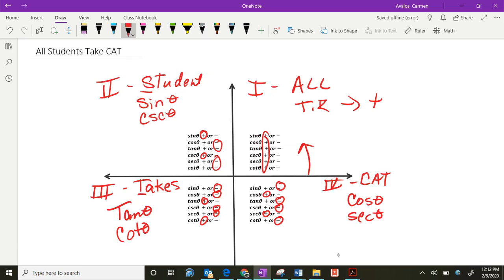So the angle, if it's going counterclockwise, it's going to be positive. If it's going clockwise, it's going to be negative. So the angle's sign is given by the direction, and the trig function and its trig ratio are both the same, saying the sign is positive or the sign is negative. It's talking about the trig ratio. Okay, and that is how we represent "All Students Take CAT."